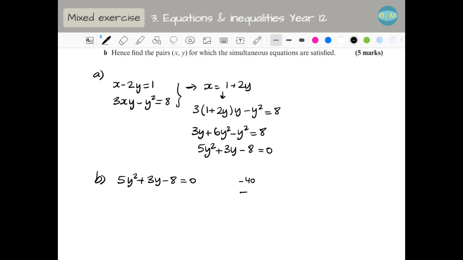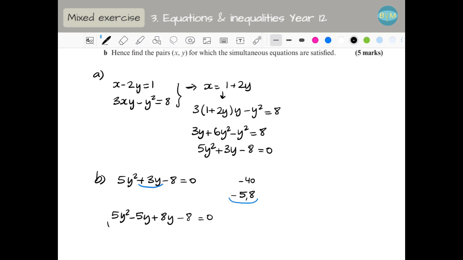It's 5 times minus 8. No, positive 8 and minus 5. So positive 8 and minus 5. Yeah, so we are going to substitute this bit here, the 3y, by minus 5y plus 8y. So we have 5y squared minus 5y plus 8y minus 8.